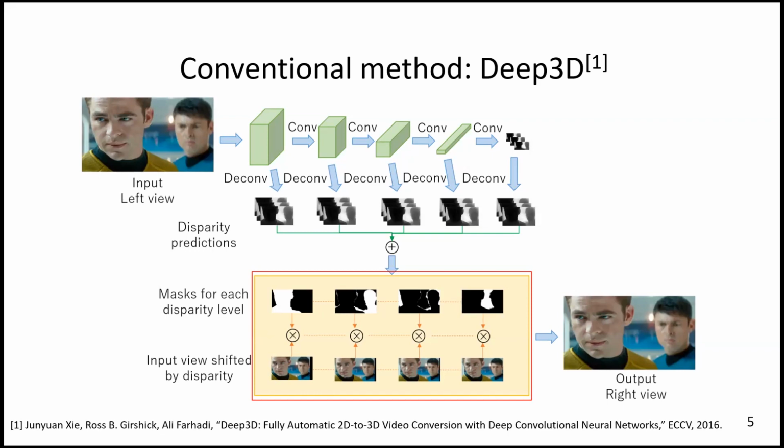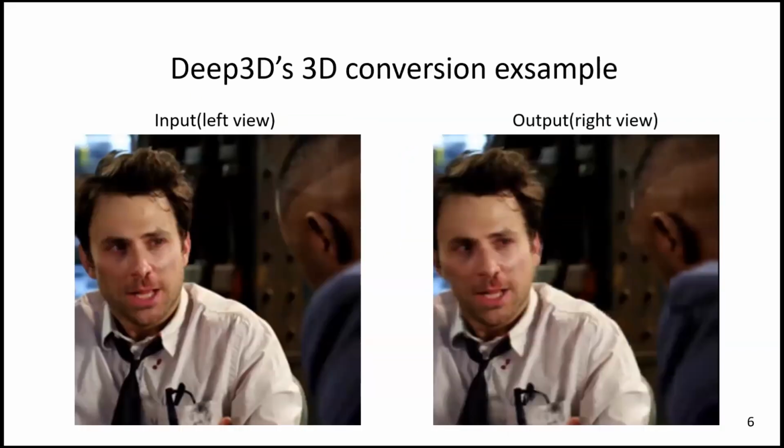Compared to the depth image dataset, it is easy to obtain a stereo image dataset because existing 3D movies can be used as datasets. Therefore, this method has the advantage of being easy to learn. However, there are some problems with Deep3D. This figure shows an example of a right eye image output from a left eye image using Deep3D. But the human face is unclear.